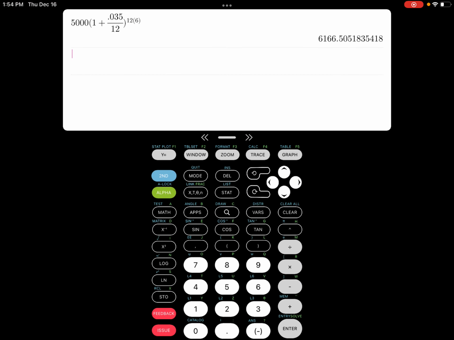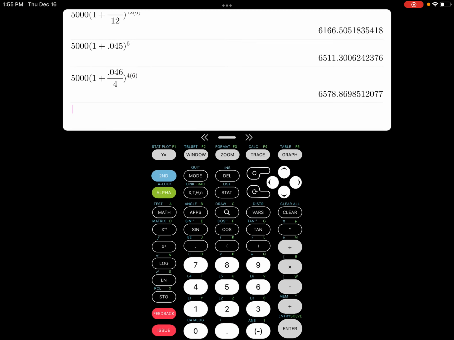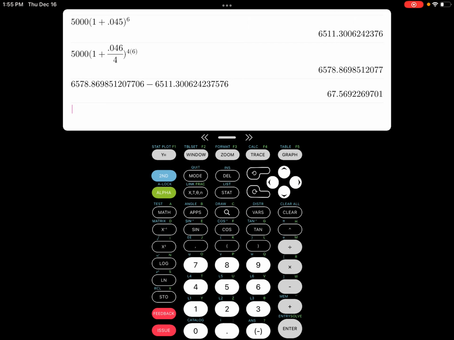Okay, so option A, we had 5,000 times 1 plus 0.045 raised to the 6th. Option B, we have 5,000 times 1 plus 0.046 over 4 raised to the 4 times 6. Okay, now how much more did option B? So let's find the difference. Option B minus option A, and to the nearest cent, this would be $67.57.